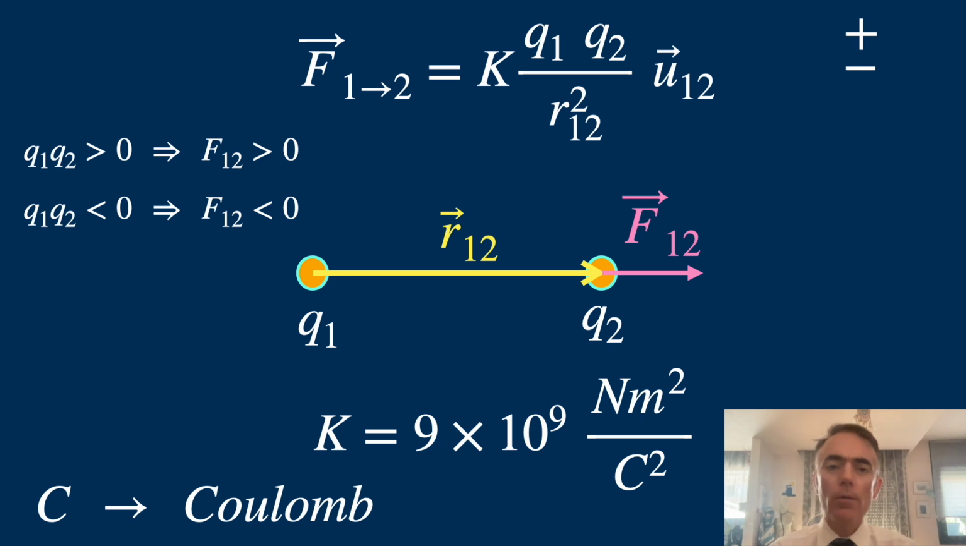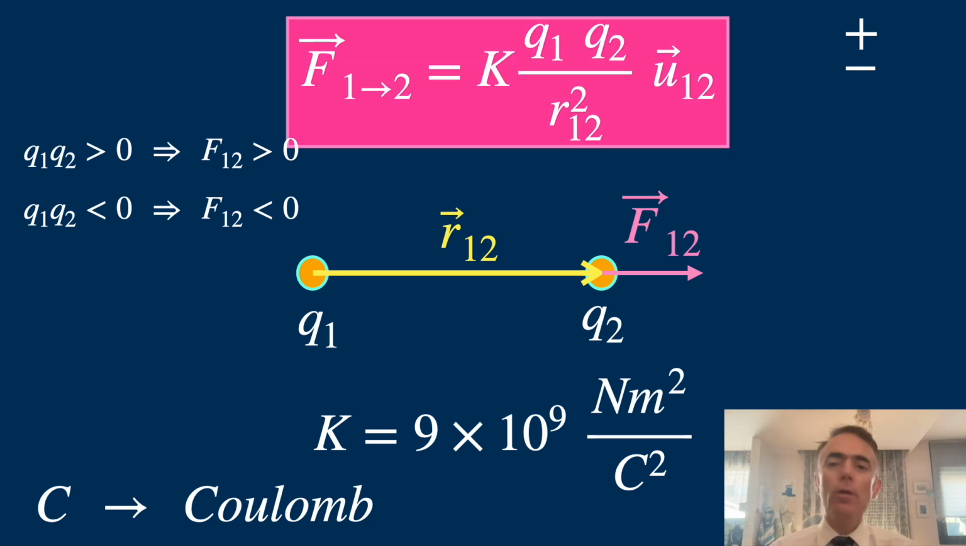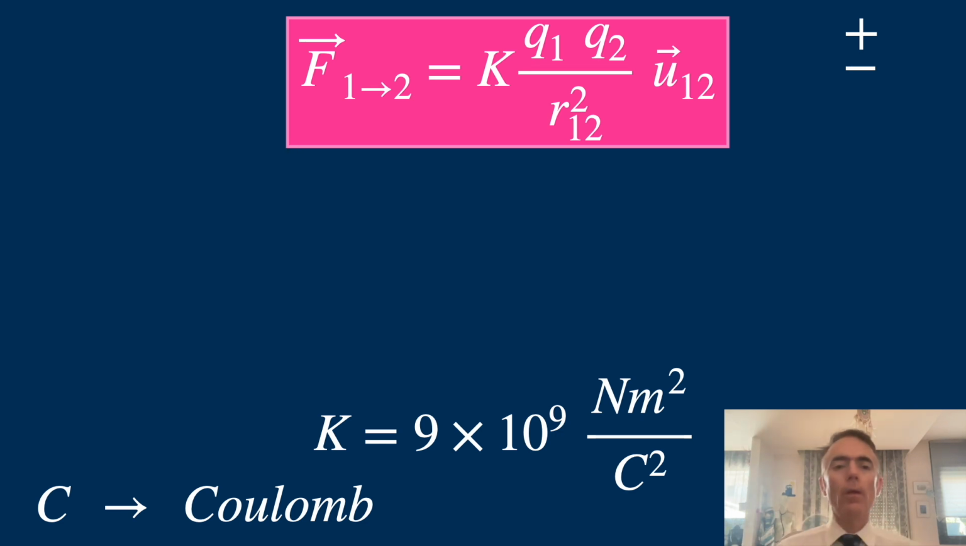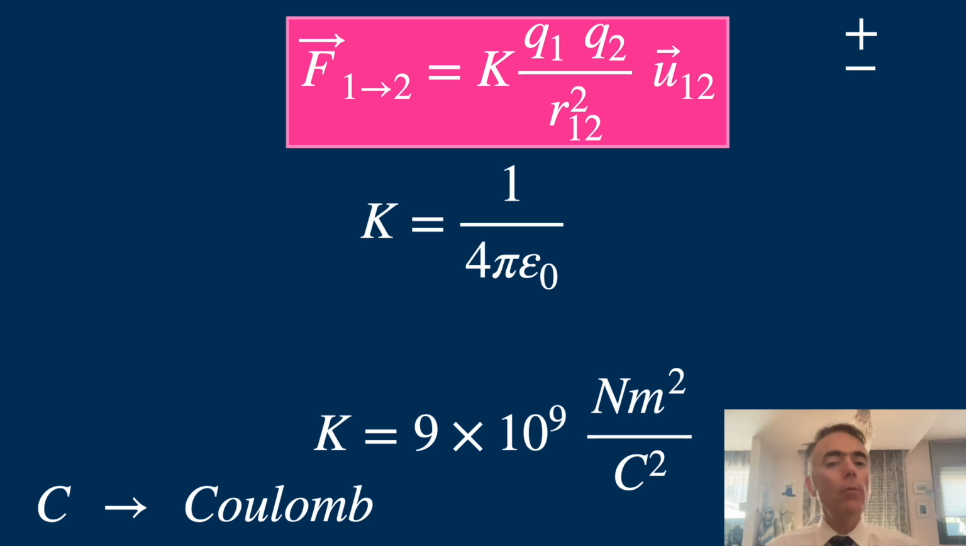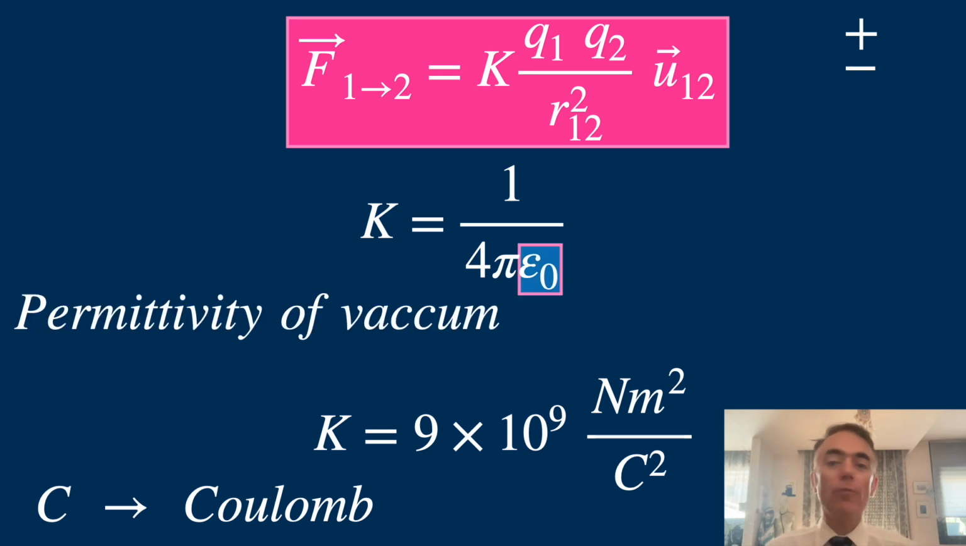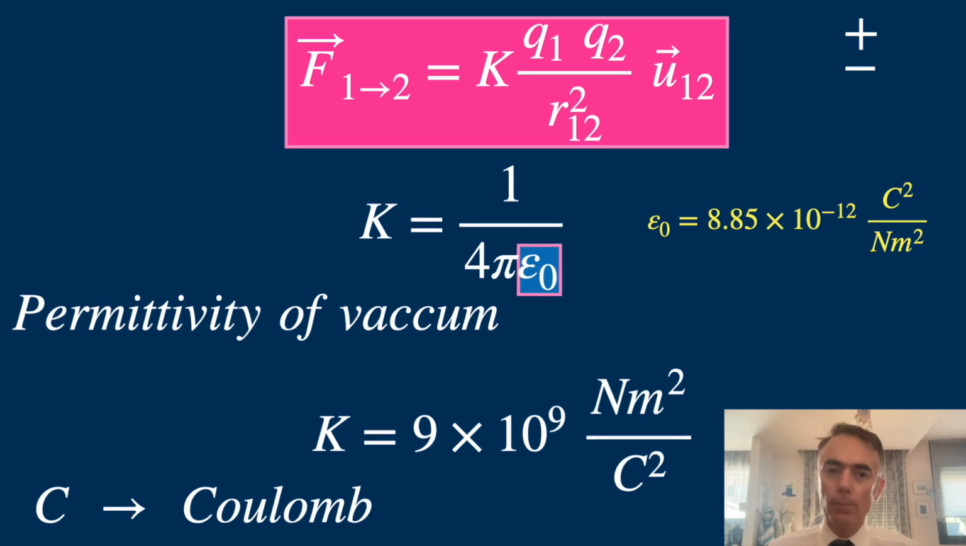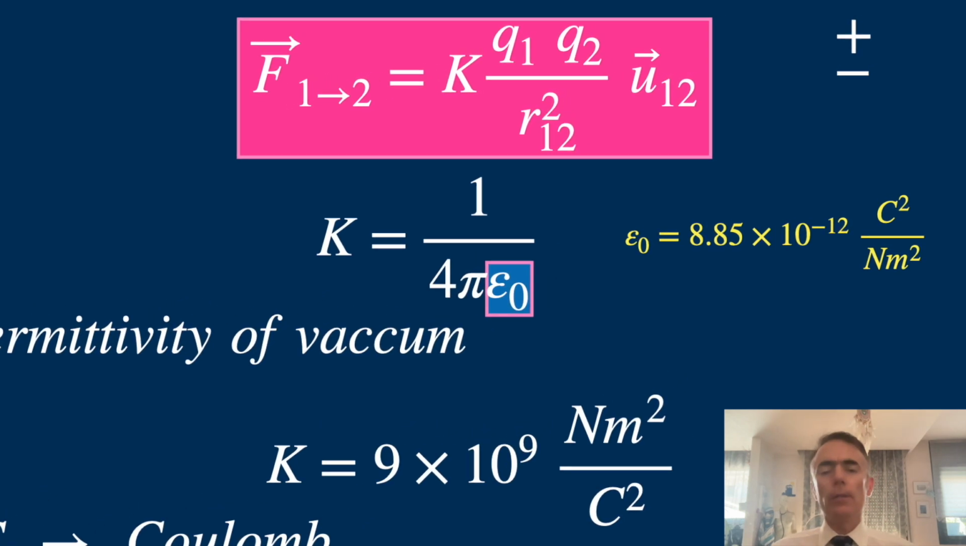We can write the equation as where the unit vector at the end of the equation has magnitude 1 and points in the direction from 1 to 2. This constant is sometimes written as k equals 1 over 4 pi epsilon naught, where epsilon naught is a constant called the permittivity of vacuum and is 8.85 times 10 to the minus 12 coulombs squared over newton and meter squared. The reason for this will become clear later.